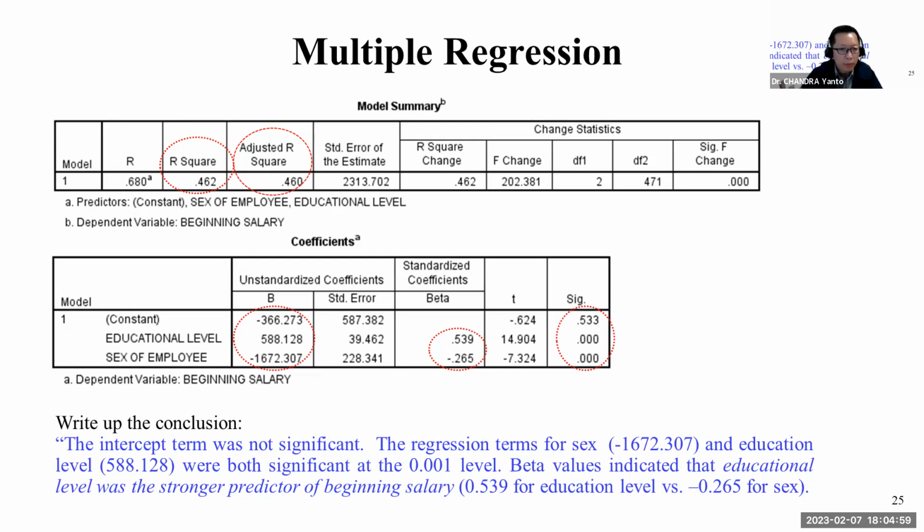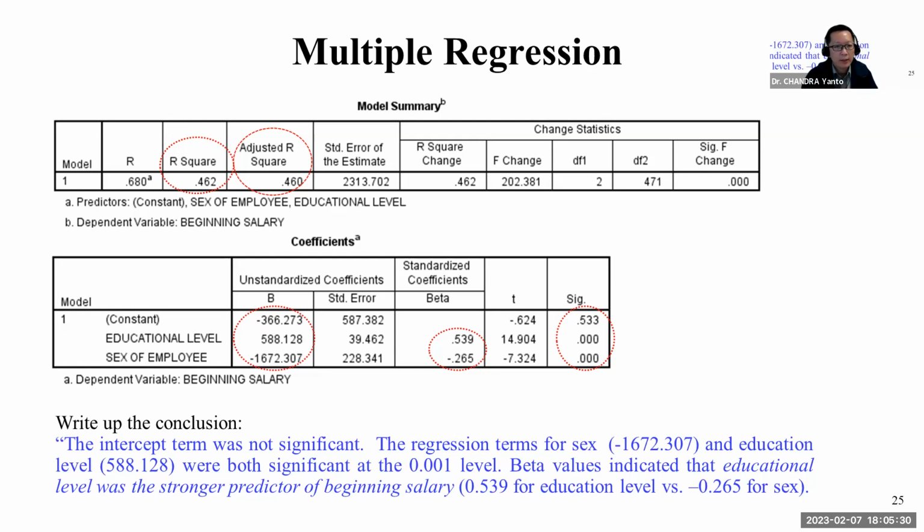So we can report this as the intercept, and look at the constant. It's minus 366, and it's not significant, 0.533. So it's not significant, right? So you can make a conclusion. The intercept or the constant was not significant. Regression terms for the sex was minus 1672.307, and for the education level is 588.128, and both were significant at 0.001 level.